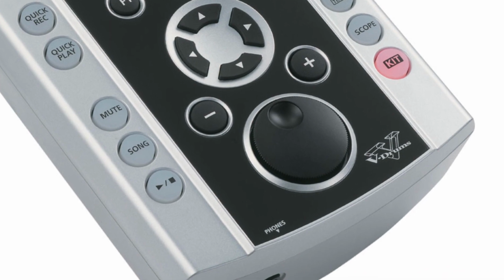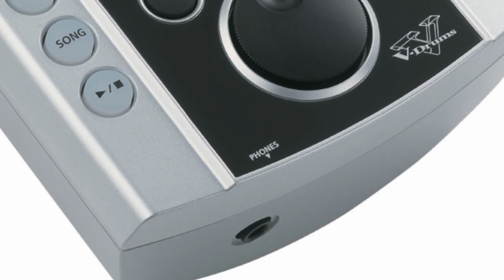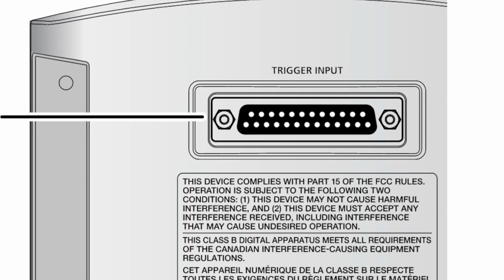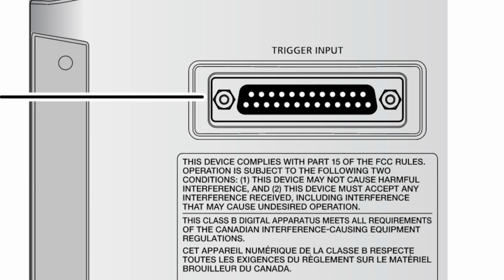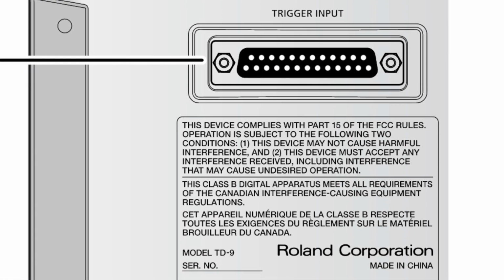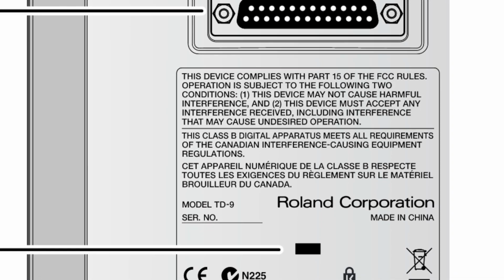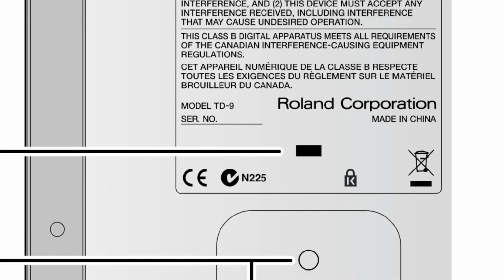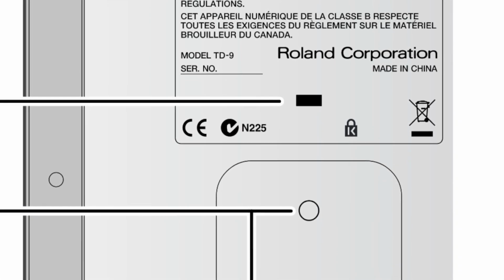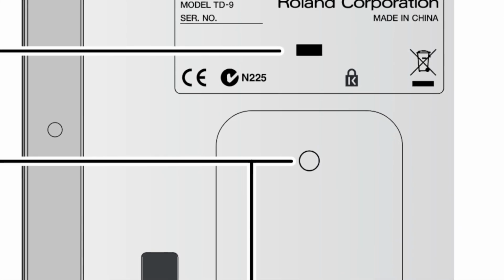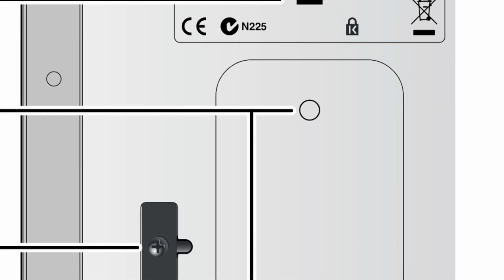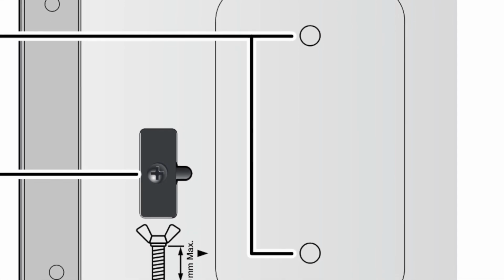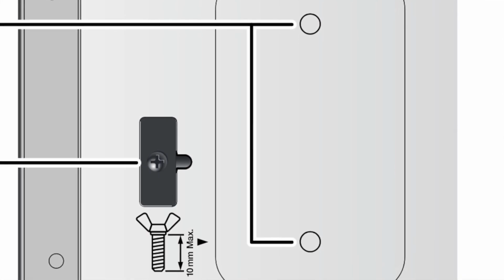Below the value dial, on the bottom face of the TD-9, is the 1/4-inch headphone jack. Turning the TD-9 over to the back side, the first thing you feel is the trigger input connector. Connecting the special cable connects the pads and pedals to the TD-9. The next is a security slot. Below that is the sound module mounting plate attachment holes. Attach the included sound module mounting plate here so that you can attach a TD-9 to your drum stand. Beside that is the cable hook, used to secure the AC adapter cable.